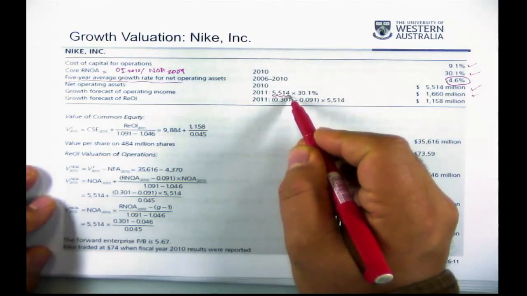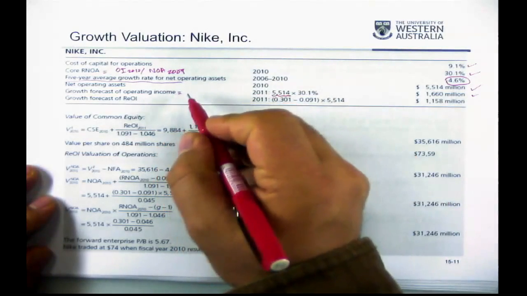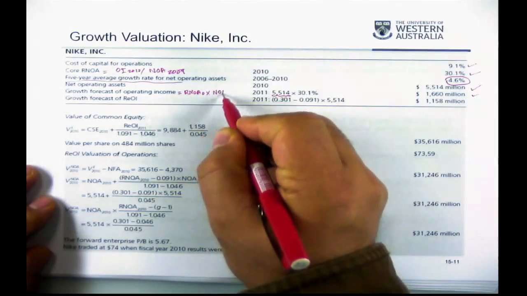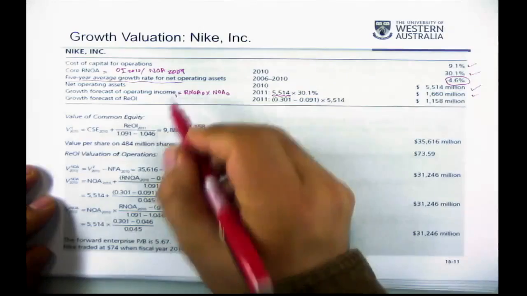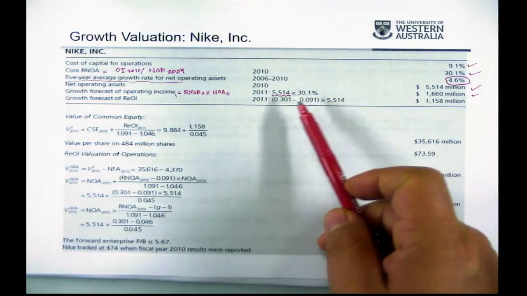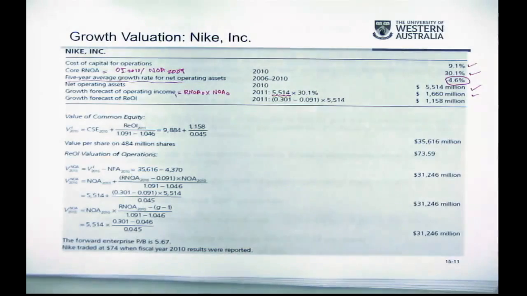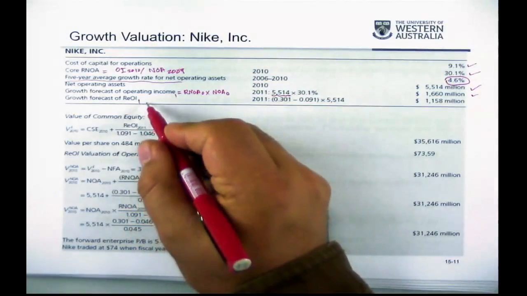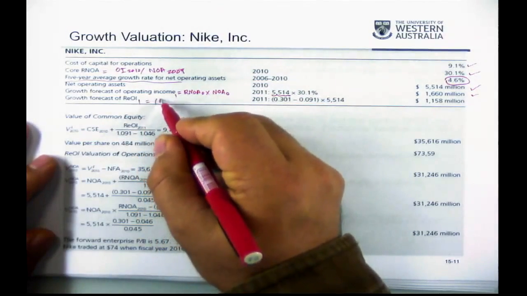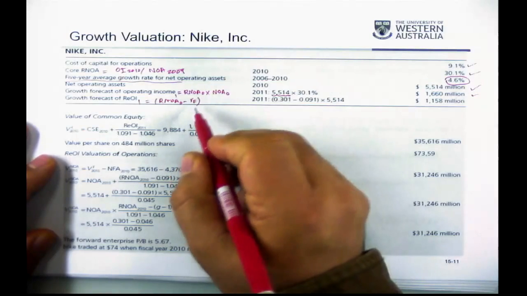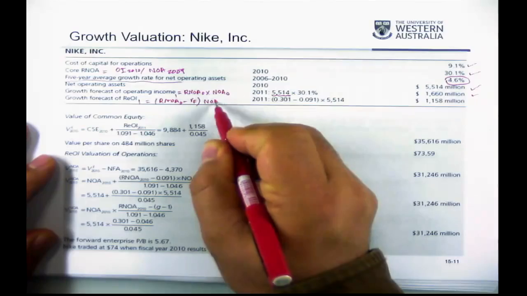We multiply the return on net operating assets at time 0 times net operating assets at time 0. This is year 1. And the growth forecast of the residual operating income in year 1 is equal to the difference between the return on net operating assets in year 0 minus the cost of capital, times the net operating assets in year 0.